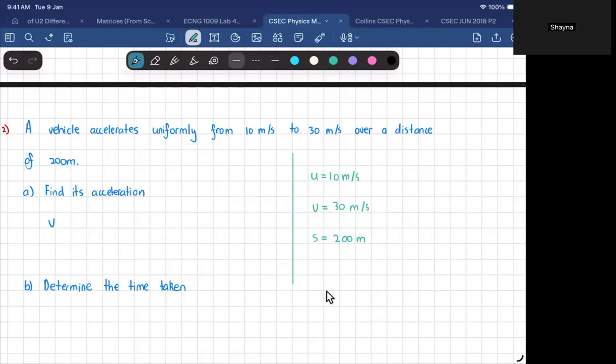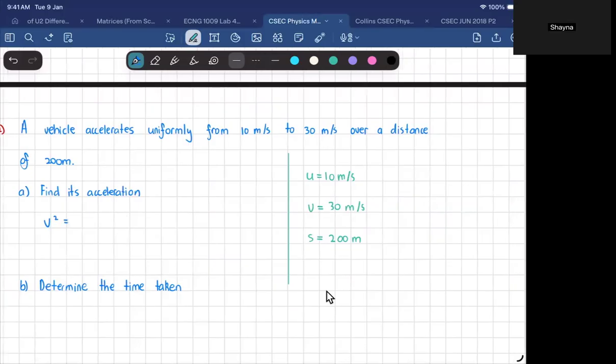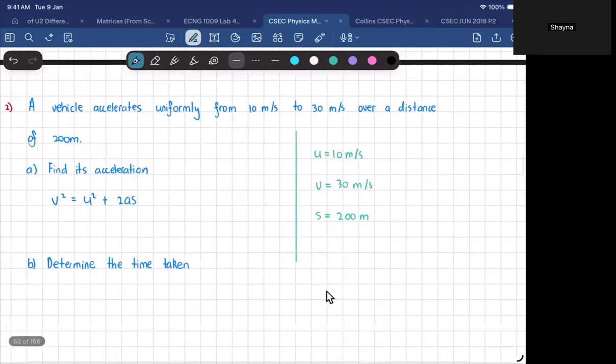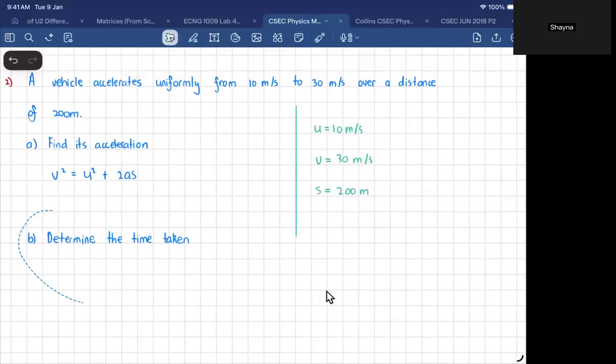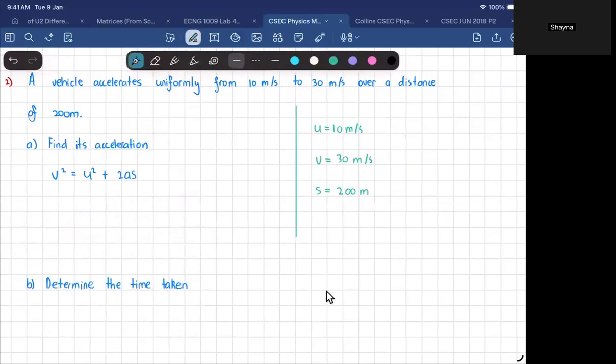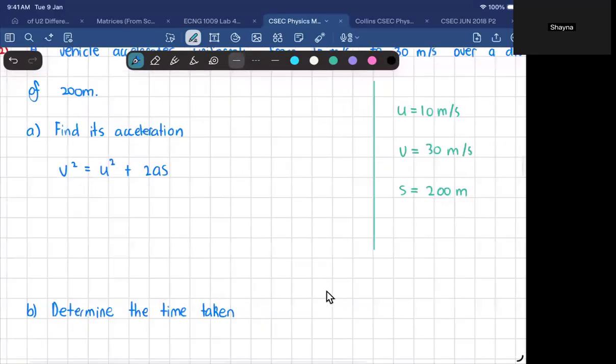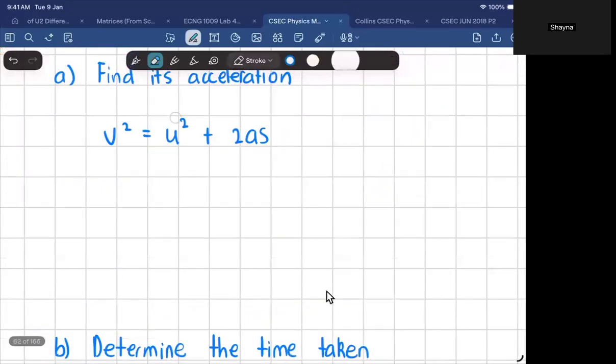Right. So v squared is equal to u squared plus 2as. So we have to substitute here, and most likely we'll have to rearrange. Do you want to plug in everything and then make a the subject, or do you want to make a the subject from the start? Something easy from the start. Okay, sure. So tell me what to do.